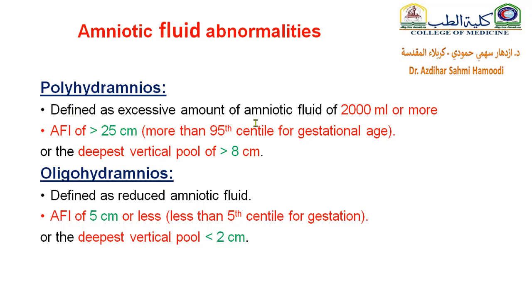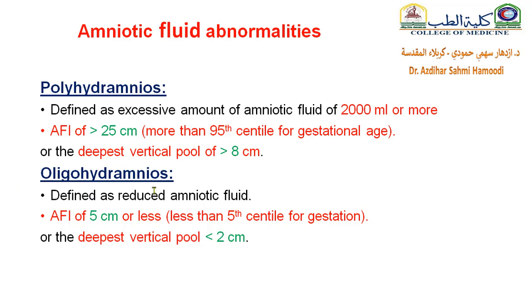Polyhydramnios is defined as an excessive amount of amniotic fluid, 2 liters or more, and the amniotic fluid index is more than 25 centimeters, that's to say, more than the 95th centile for gestational age. The deepest vertical pool will be more than 8 centimeters. The normal value for amniotic fluid index is between 5 and 25, so more than 25 is polyhydramnios. And the normal value for deepest vertical pool is 2 to 8 centimeters, so more than 8 centimeters means that you have polyhydramnios.